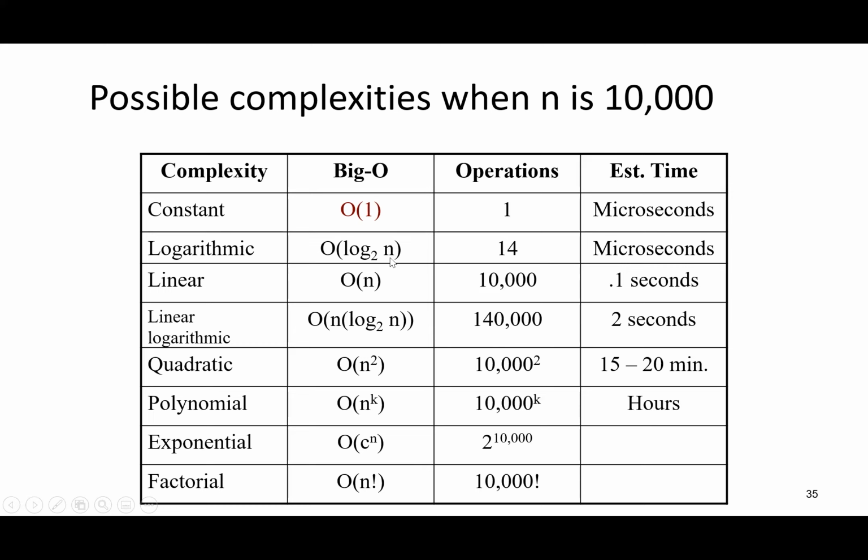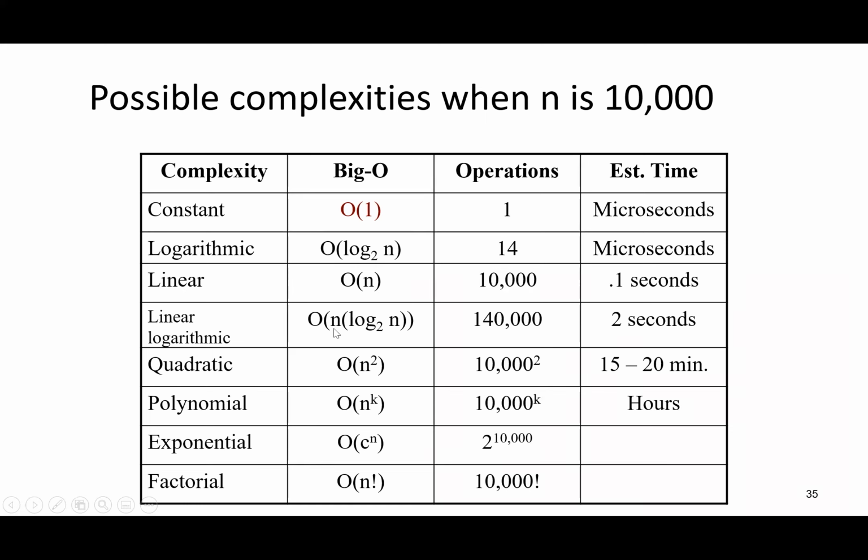If what you get is log 2n, then you just take log 2 of 10,000, you should get around 14. This is logarithmic. Your complexity is logarithmic. It's also quite fast. If you have order of n, then the number of operations, of course, is 10,000, right? It's linear type. Then it's around 0.1 second.